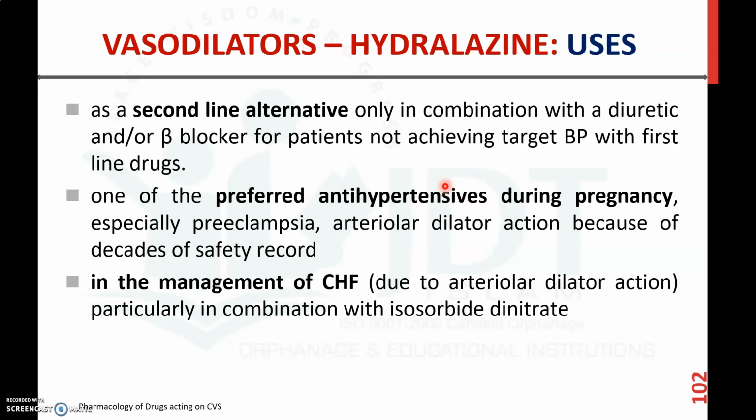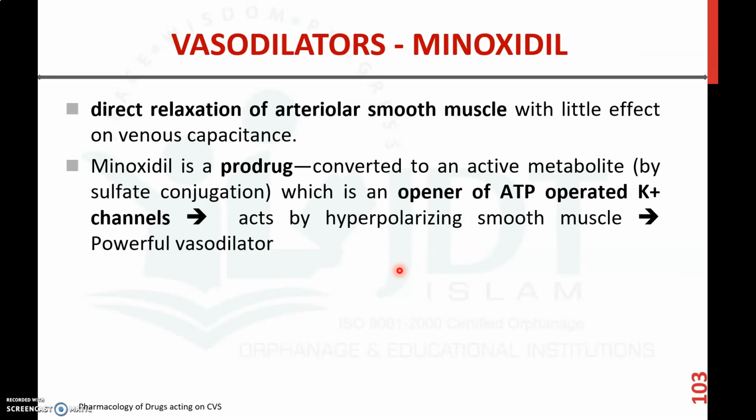Now, coming to the uses, this is used as a second line alternative drug for hypertension only in combination with diuretics and/or a beta blocker, for patients not achieving the target BP with the first line drugs. This is one of the preferred antihypertensive drugs during pregnancy. It is also used in the management of congestive heart failure due to its arteriolar dilator action.